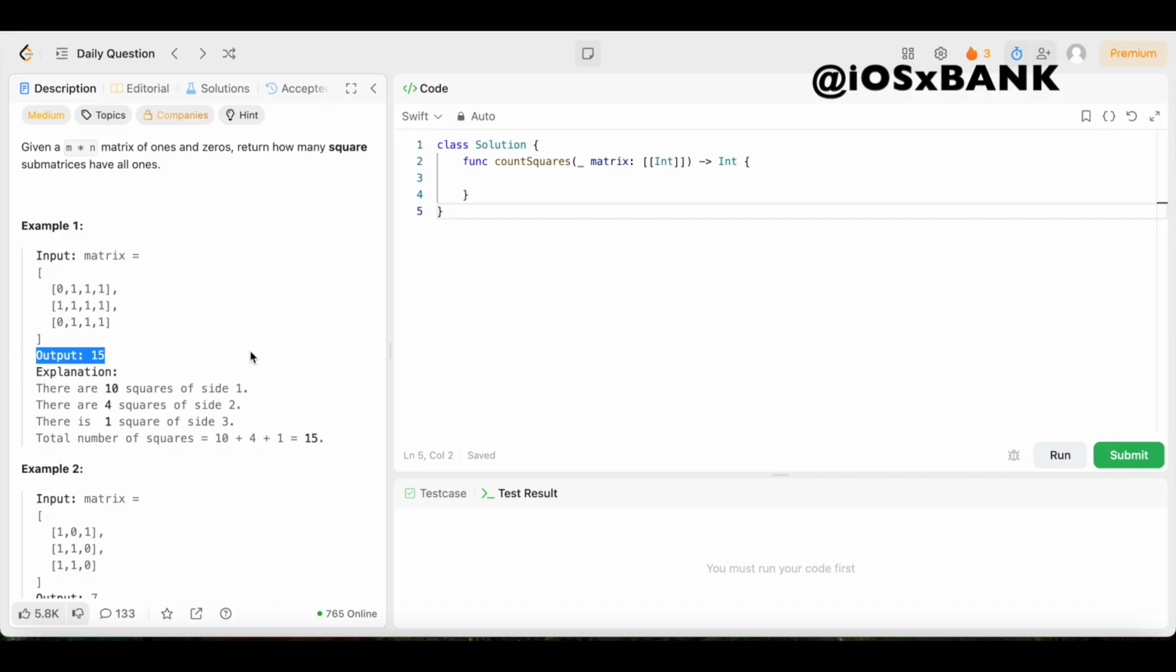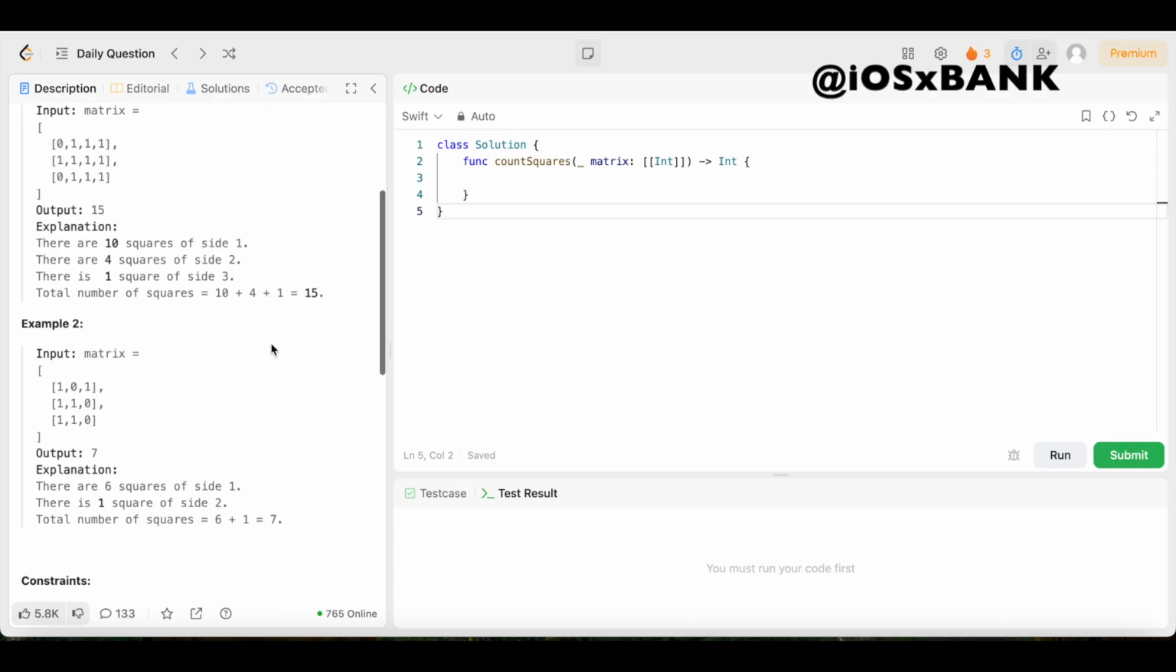So in total, there are 15 square submatrices that we have found. So we return 15 from this input matrix. So let's take a look at example 2. Example 2 has a little bit less squares, but let's go through it just to make sure that we completely understand what's going on.